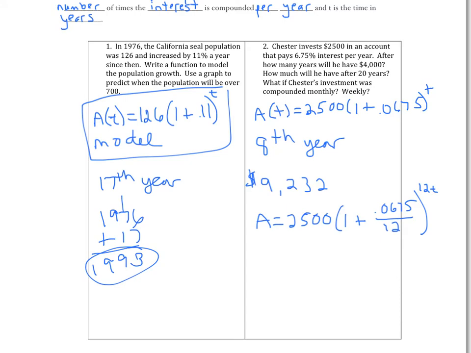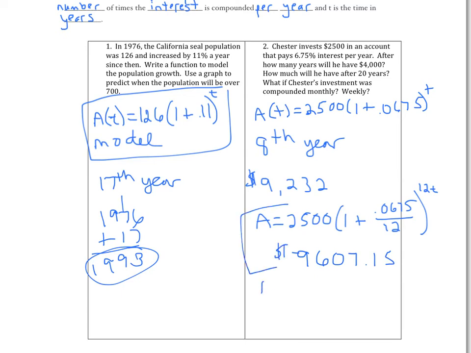Once we enter the function into y equals, and then we go to the table and look at the 12th year, we notice that we have $9,607.15. So a little bit more if we compound it monthly.